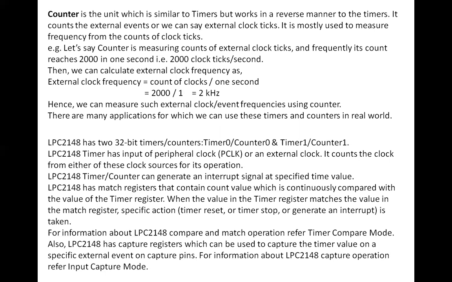Now we can calculate the external clock frequency. The external clock frequency is equal to the count of clocks divided by 1 second. So here 2000 is the clock count, divided by 1 second, so the frequency is 2 kilohertz. Hence we can measure an external clock or event frequency using a counter. There are many real world applications for which we can use these timers and counters.